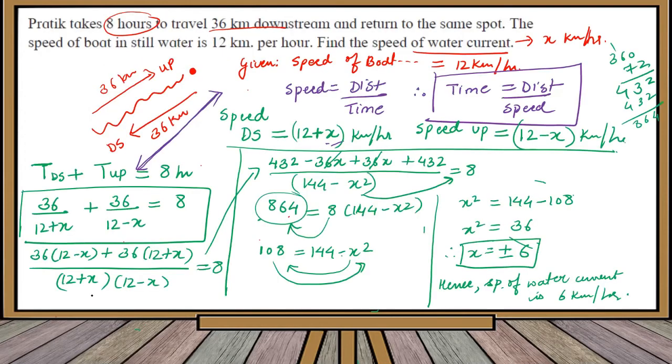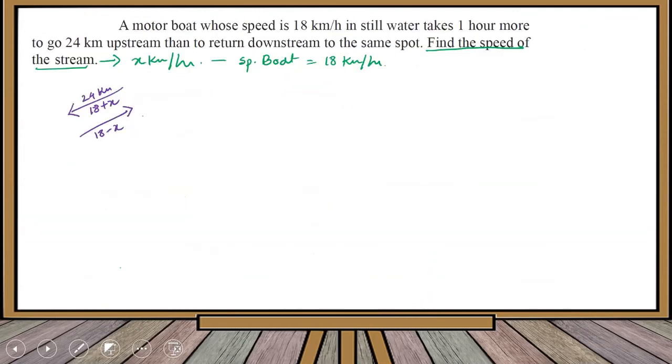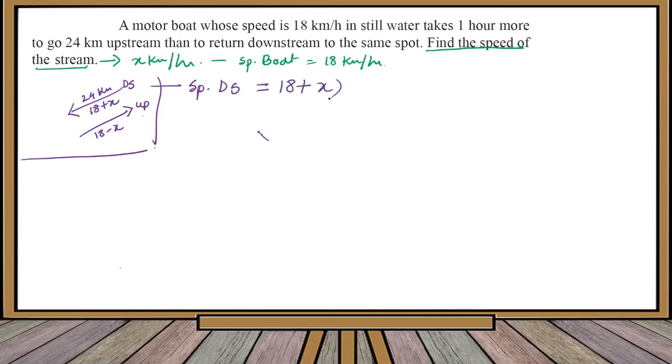So this is your downstream, and this is your upstream. Okay, let's write it down. Speed in downstream will be 18 plus x kilometers per hour. How does the speed in upstream become? It subtracts, so it is 18 minus x kilometers per hour.